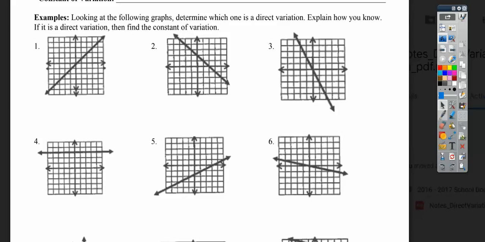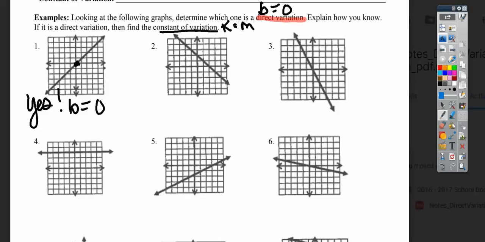So, alright, let's go through it. In order for something to be a direct variation, b has to equal 0. Explain how you know. Okay, I can do that. If it's a direct variation, find the constant of variation. That's just k, which equals m. Okay. So let's look at number 1. Is it a direct variation? Yes. How do I know? B equals 0, because my y-intercept is right there, and it equals 0. So because b equals 0, it is a direct variation.